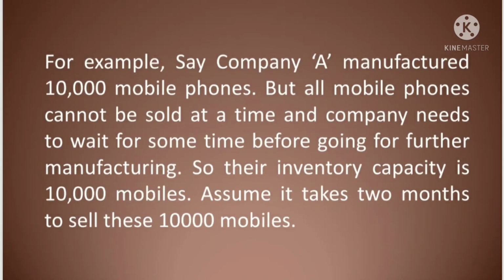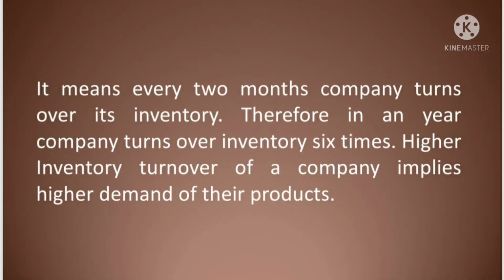For example, say company A manufactured 10,000 mobile phones. But all mobile phones cannot be sold at a time and the company needs to wait for some time before going for further manufacturing. So their inventory capacity is 10,000 mobiles. Assume it takes 2 months to sell these 10,000 mobiles. It means every 2 months the company turns over its inventory. Therefore, in a year, the company turns over inventory 6 times. A higher inventory turnover of a company implies higher demand for their products.